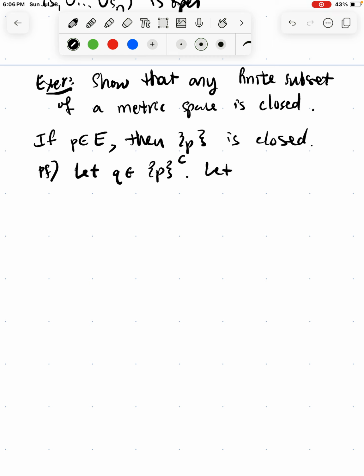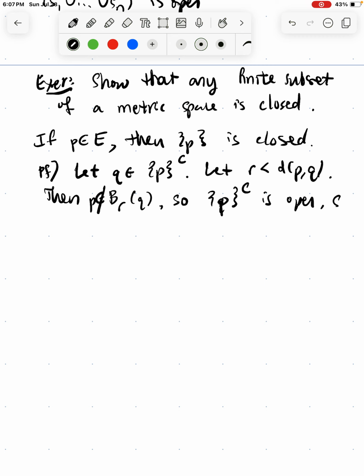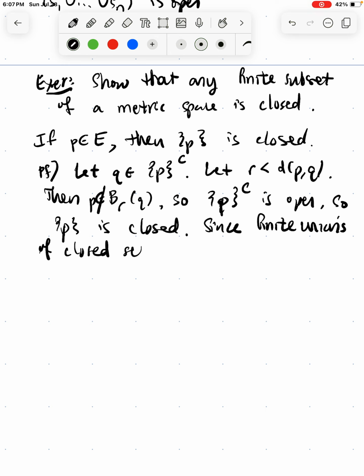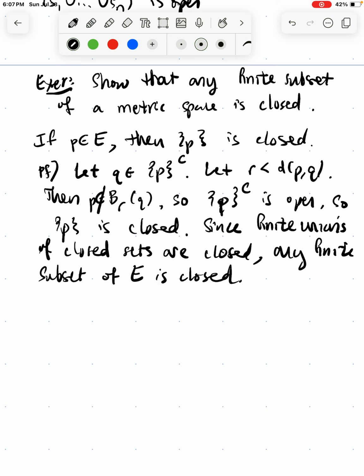Well, then just let R be less than the distance between P and Q. Then the ball of radius R centered at Q does not contain P. P is not an element of this, right? Because if it were, then the distance between P and Q would be less than R. So this set is open, so the set consisting of just P is closed. So any one-point set is closed, and so therefore, since finite unions of closed sets are closed, any finite subset of E is closed. All right?